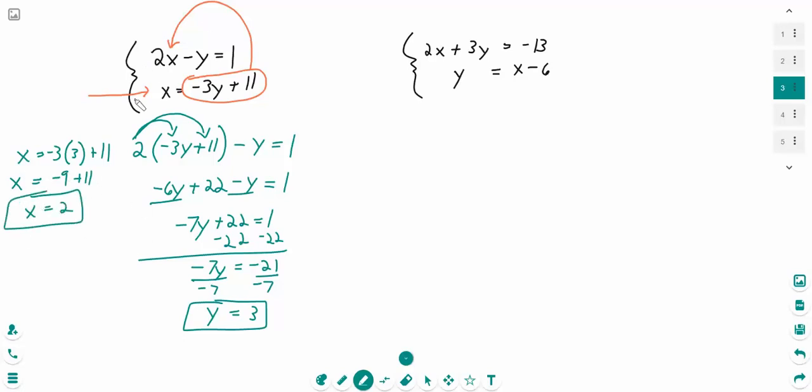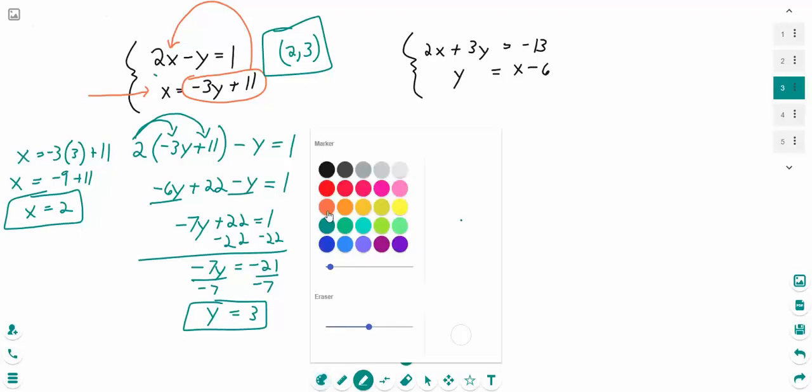So the solution to this system of equations is 2, 3 as an ordered pair. That is the solution to this equation. And if you ever wanted to check that, just plug them in, and you should end up with true equations for both of them. So let's just do that for the sake of thoroughness here and to show how that would work.